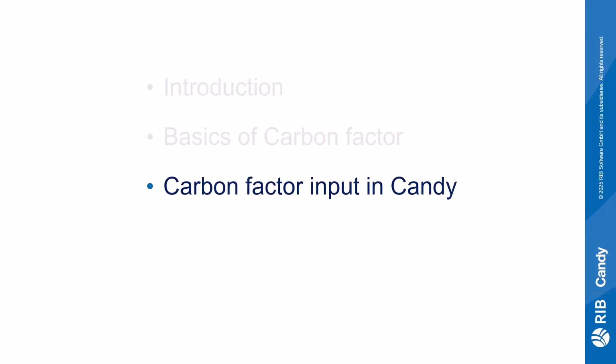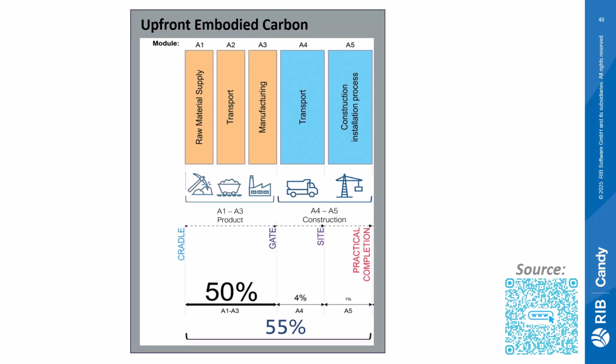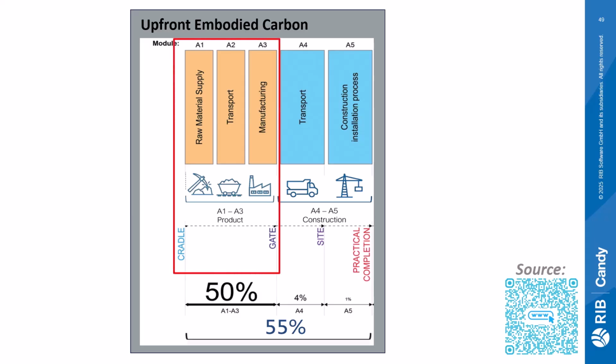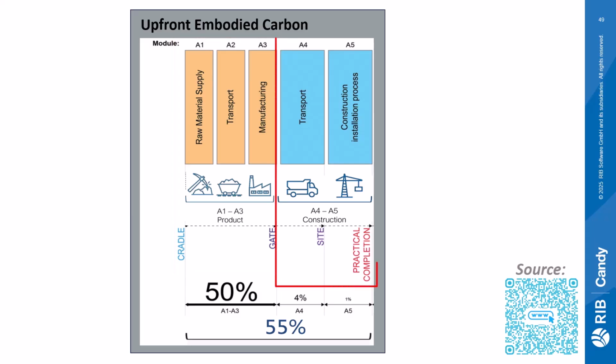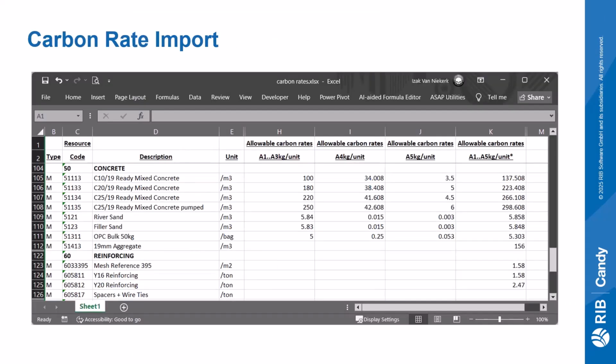Now that we have explored the basics of carbon factors, let us explore how Candy project control software supports the estimating of carbon factors for a project. Candy focuses on the upfront embodied carbon, specifically the product stage, which is modules A1 to 3, as well as the construction stage, which is modules A4 to 5. Before importing carbon rates into Candy, they must be sourced and organized in an Excel table that aligns with your project's scope and requirements.